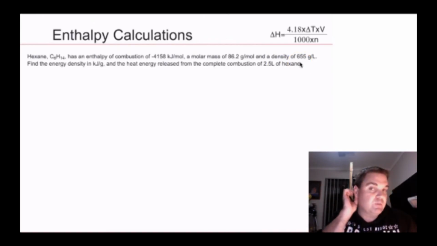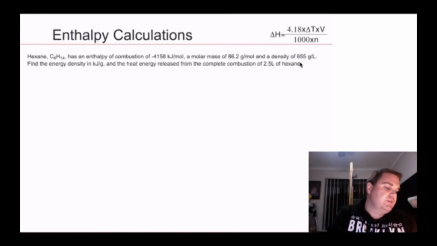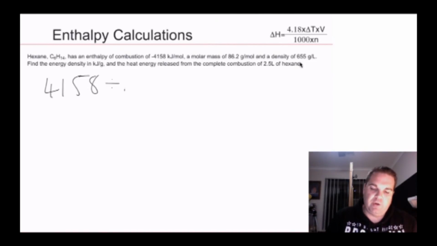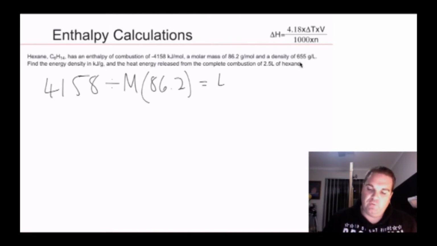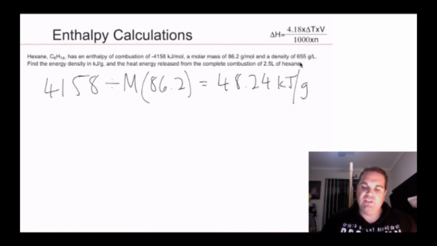So this is quite relevant when you're looking at fuels. Okay, so first thing we're going to do is work out the energy density. So all you've got to do is take your enthalpy, 4158, and divide it by your molar mass, which in this case was 86.2, because they give that to us, and so we're going to get a value of 48.24 kilojoules per gram. Okay, so that's our energy density.